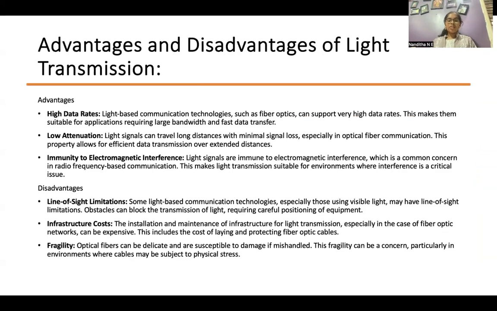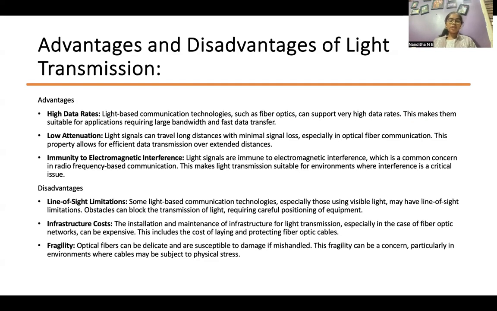Advantages and disadvantages of light transmission. Advantages: high data rates. Light-based communication technologies, like fiber optics, can support very high data rates. This makes them suitable for applications requiring large bandwidth and faster data transfer.